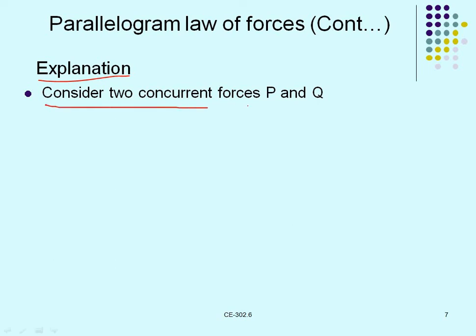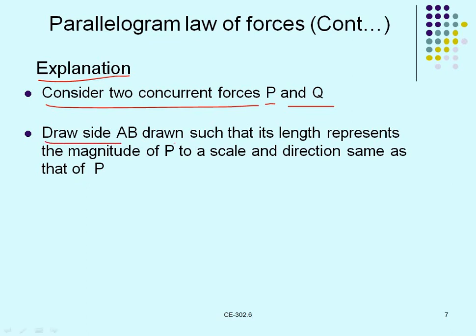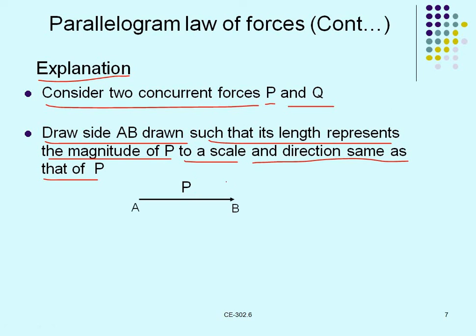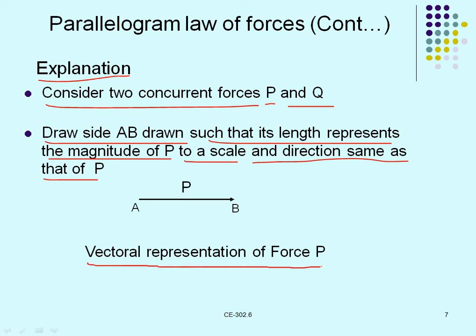So consider two concurrent forces, that is P and Q. Draw side AB such that its length represents the magnitude of P to a scale and direction same as that of P. Here we can see AB is the vectorial representation of force P. This is side AB drawn such that its length represents the magnitude of P to a scale and direction same as that of P.